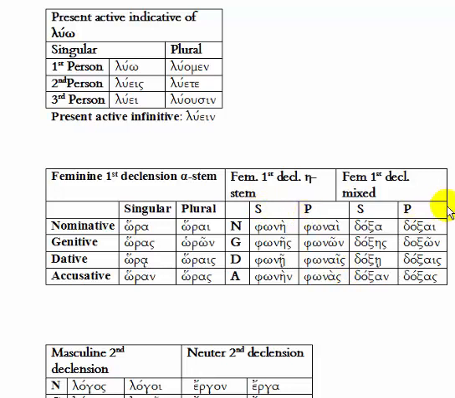All right. Finally, the other kind, the mixed stem. This is doxa, the word for glory. Doxa, doxes, doxe, doxon, doxai, doxon, doxais, doxas. So once again, you see the singular and the plural, and your four cases.